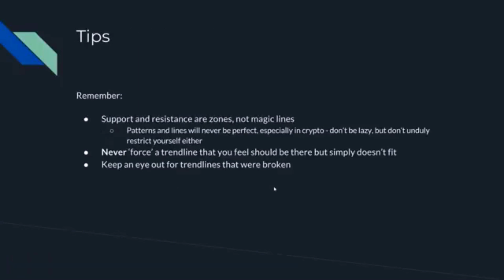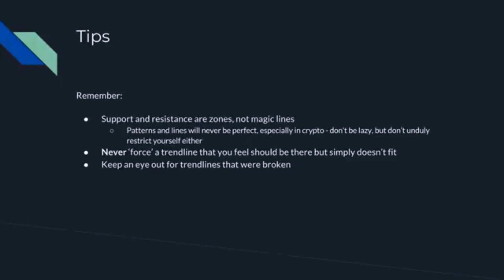So just some quick tips. These are zones, not magic lines. So if whatever you're tracking falls a bit below or a bit above your trend line, it's not the end of the world, and it's probably not an immediate huge moon breakout either. So be patient. Don't force a trend line that you feel should be there.